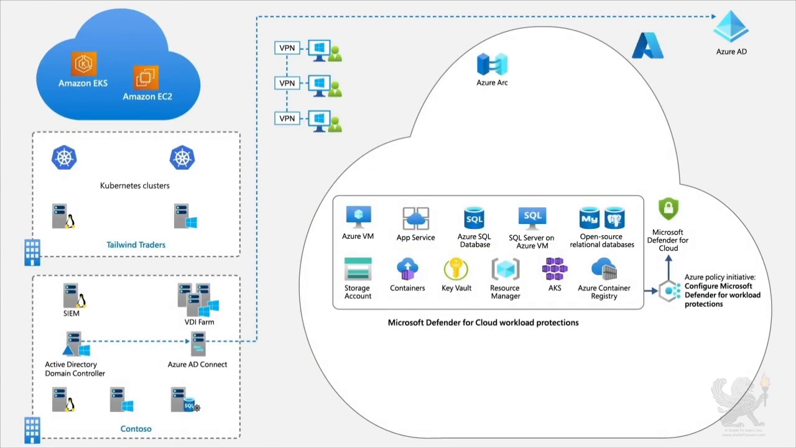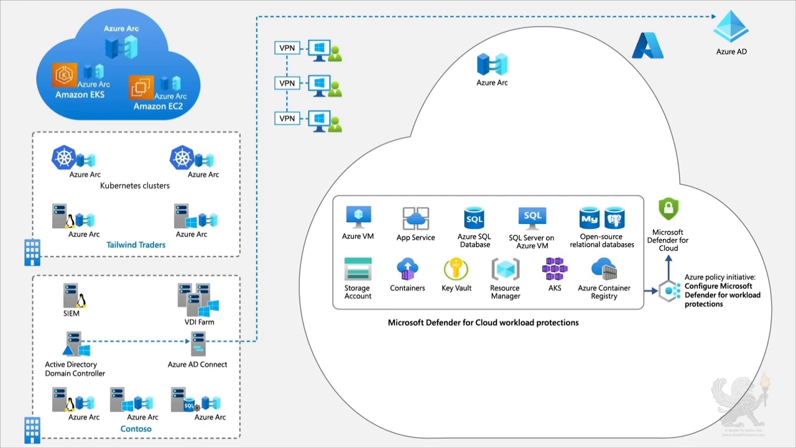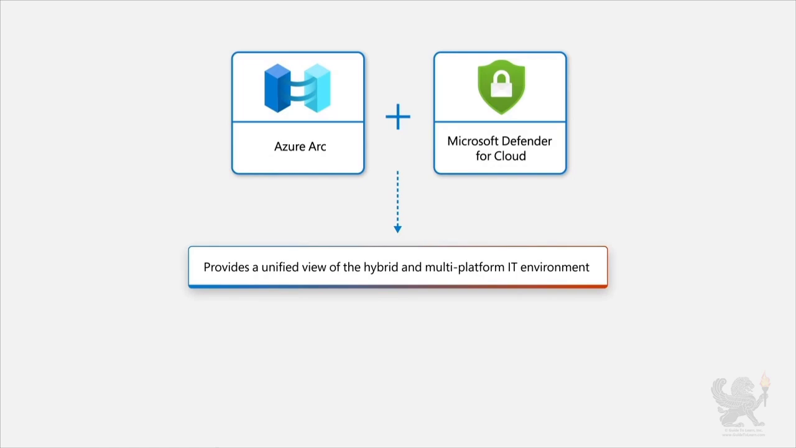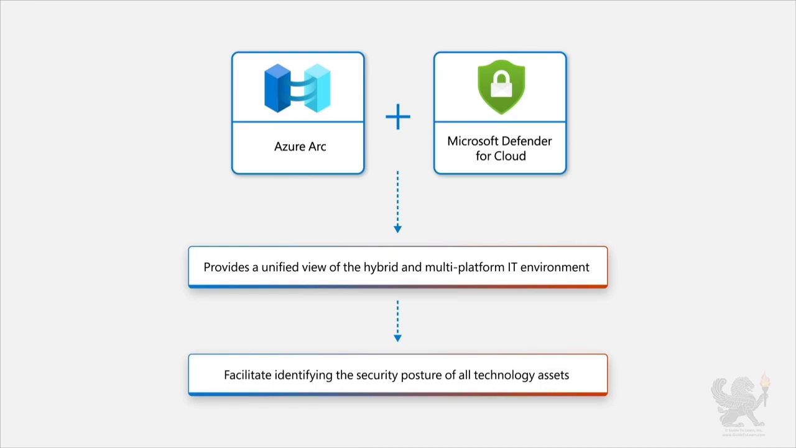Azure Arc also helps deliver a similar set of Defender for Cloud capabilities to the Contoso on-premises data centers. To extend the cloud protection to on-premises machines, the company will deploy Azure Arc with Azure Monitor Agent and enable the Defender for Cloud's enhanced security features. Implementing Azure Arc in combination with Defender for Cloud will provide a unified view of the hybrid and multi-platform IT environment. This will facilitate identifying the security posture of all technology assets, which is a key design requirement.